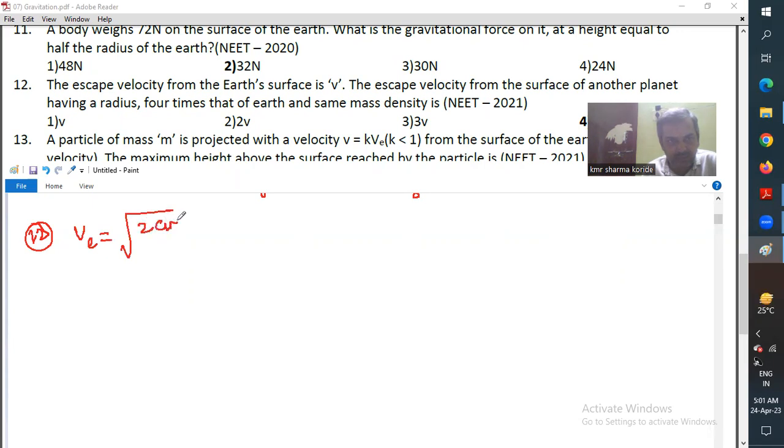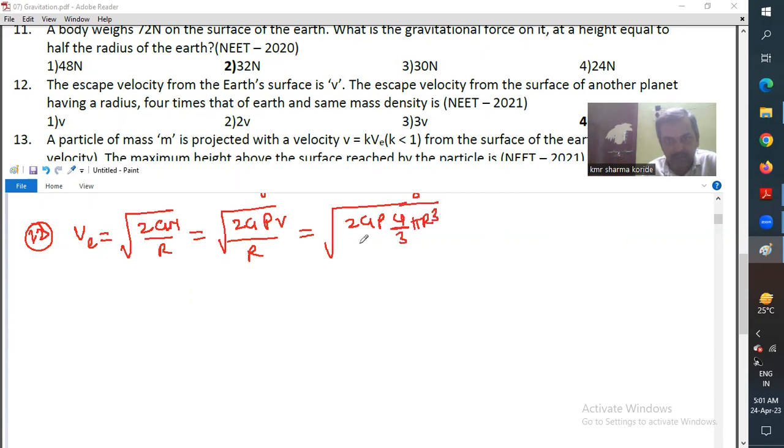to root of 2GM by R. But they are mentioning same density. So let us transform this equation in terms of density. Root of 2G density into volume divided by R. So therefore, 2G rho times the volume of the sphere. Earth is a sphere, it is 4/3 pi R cube, divided by R. So this one gets cancelled.